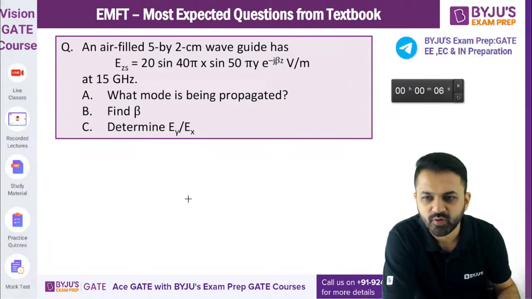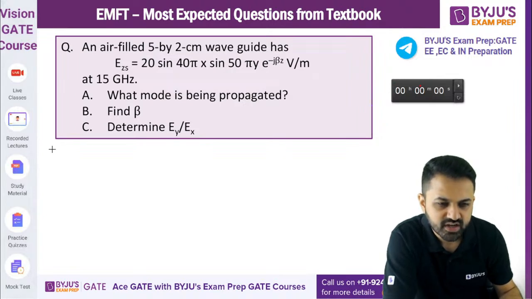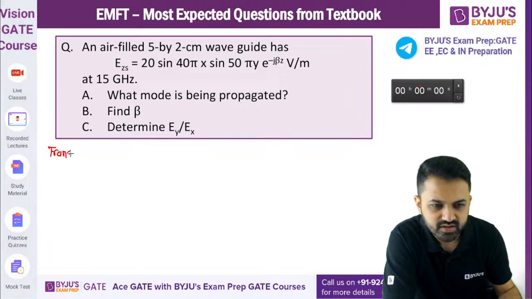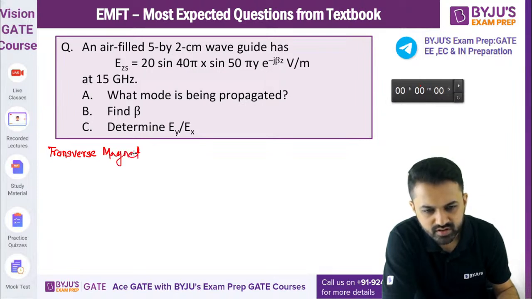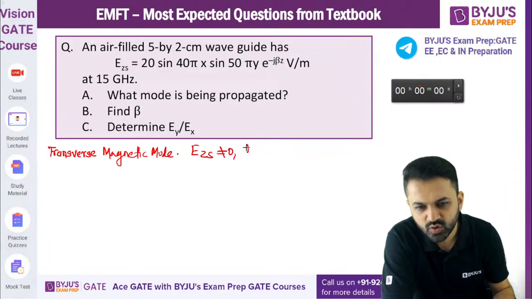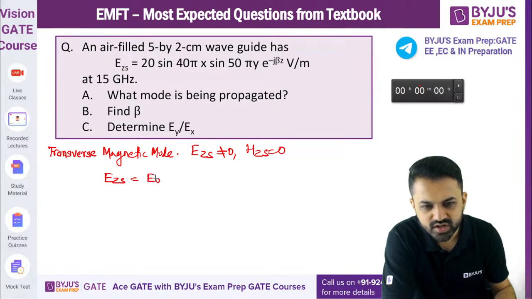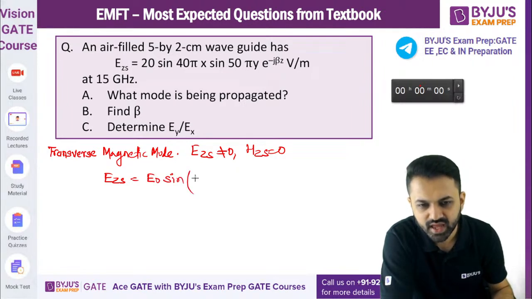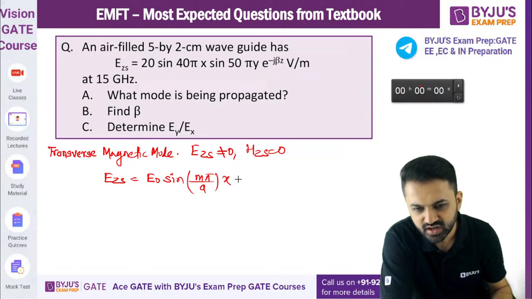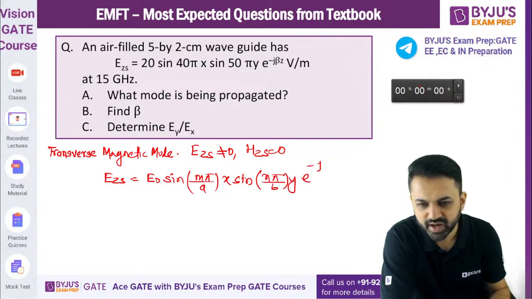So there are two types of mode possible in the waveguide. First is known as the transverse magnetic mode. That means Ez will not be equal to 0 and Hz will be 0, and in that case Ez is given by E naught sin(m pi by a into x) in general and sin(n pi by b into y), and e to the power minus j beta z.